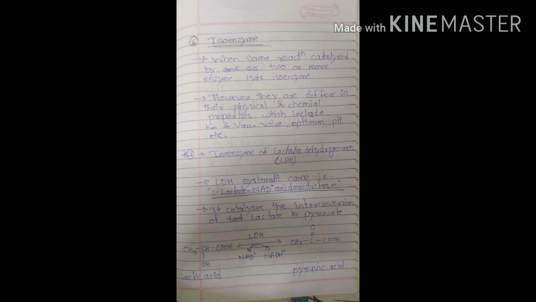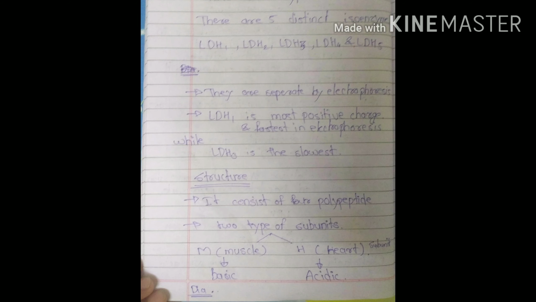This isoenzyme catalyzes the interconversion of lactate to pyruvate or pyruvate to lactate. The reaction of the interconversion is given below in the PDF. There are 5 different types of lactate dehydrogenase, that is LDH1, LDH2, LDH3, LDH4 and LDH5. All the 5 isoenzymes are separated by electrophoresis. LDH1 is the most positive and fastest in electrophoresis, while LDH5 is the slowest one.